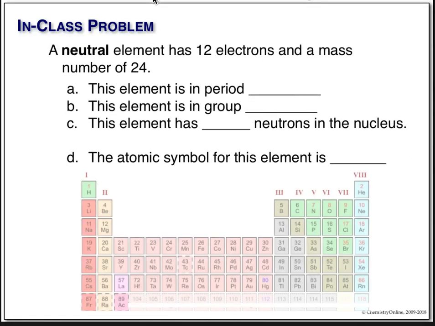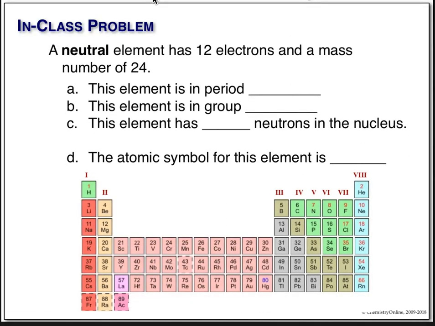All right, go ahead and do this one on your own. This is actually the one that was on the exam. The other was just an example. Neutral element with 12 electrons and a mass number of 24. So you're sitting here scratching your head, sort of, and saying, what the heck is the element? We can't do this if we don't know the element.